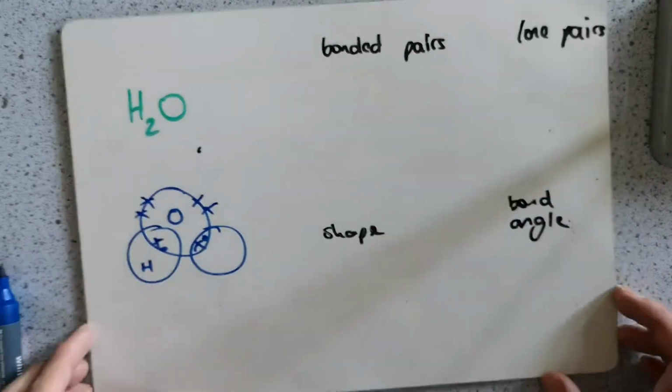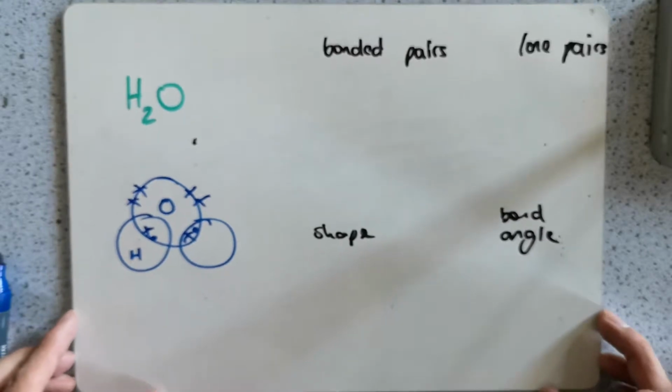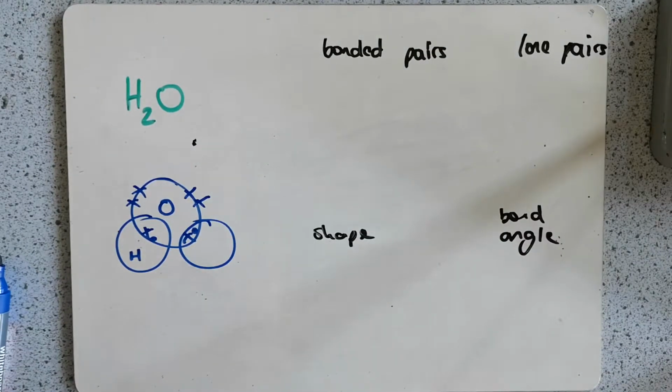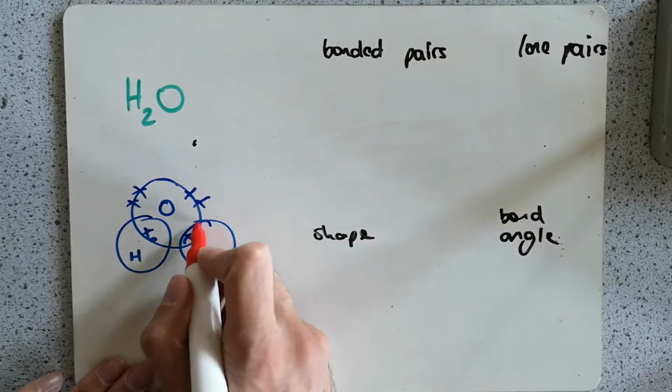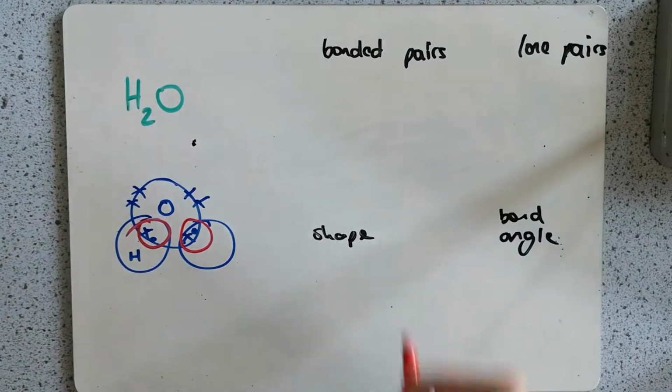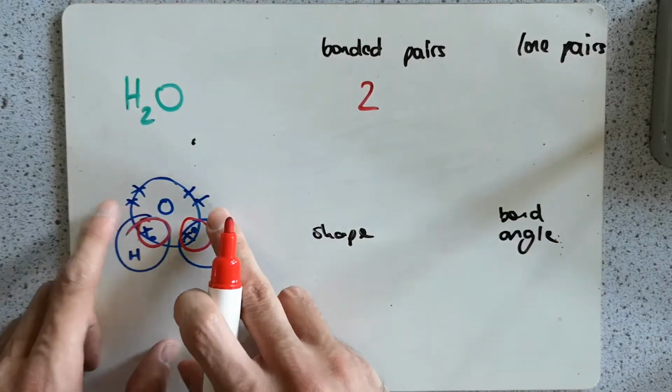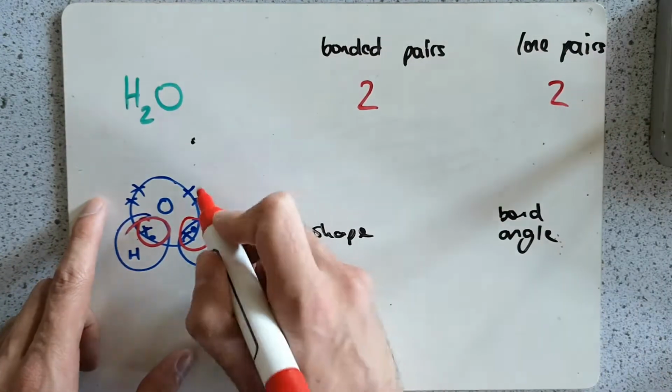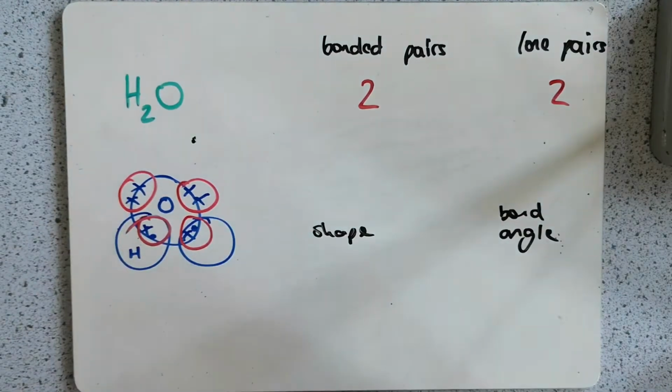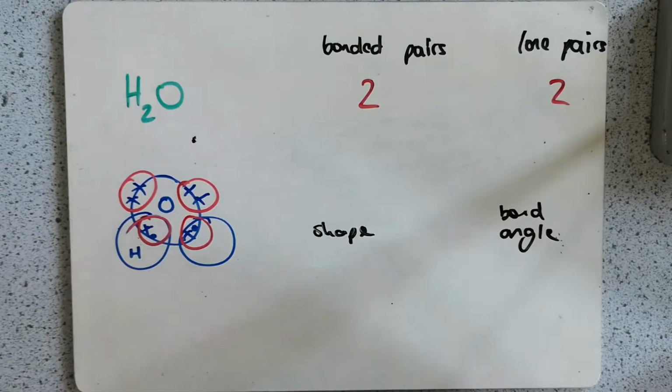Next up, and the final one we need to look at, good old water. So with water, you want to give it a go. Pause the video now, otherwise we can see it's got 2 bonded pairs straight away. These aren't bonded. These are our lone pairs, and water has 2 lone pairs around the central oxygen atom.